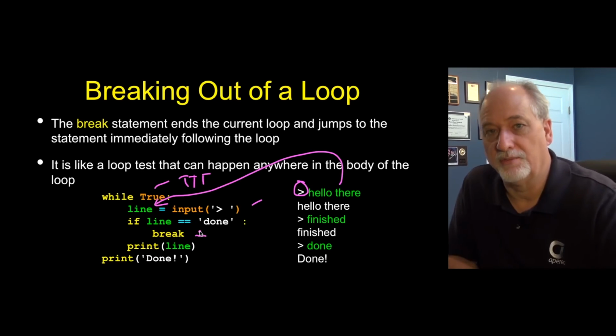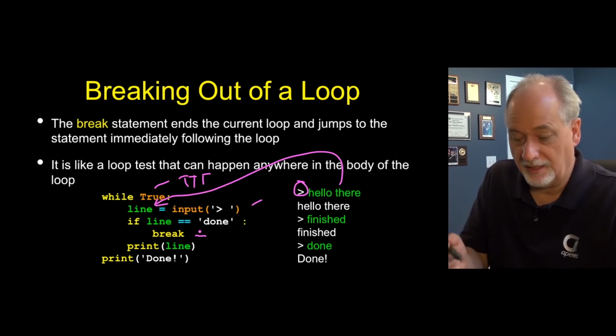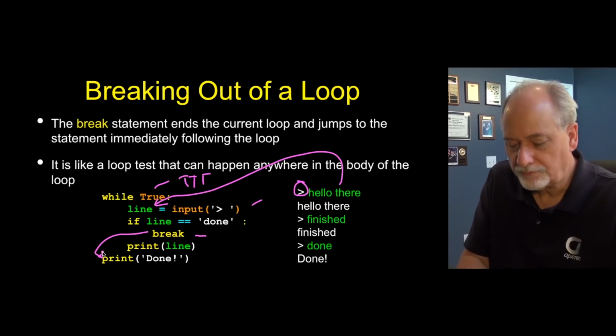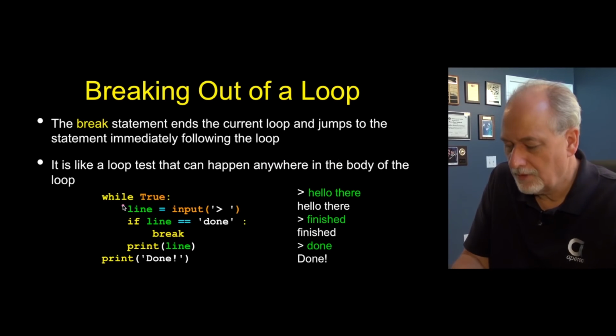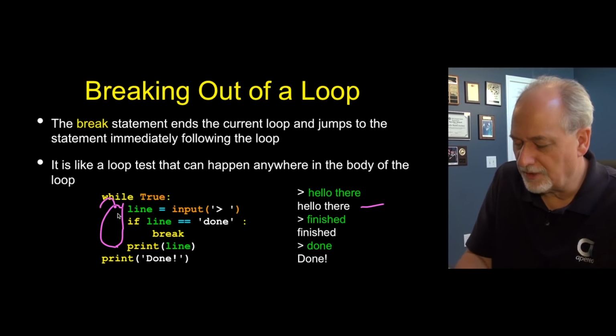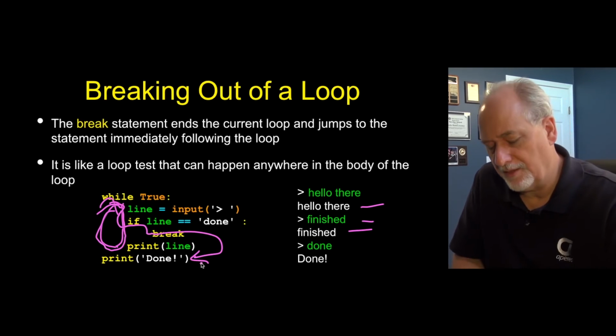Now break is an executable statement. And if you hit the break, it exits the innermost loop out to the place beyond the end of the loop. So when this runs the first time, and we say hello there, line is not done, so it prints it. So it prints out hello there and then goes up. And then we type in again, we type finished, and so it's not done, so it prints it. So now comes that print statement. And then we type in done, and now this becomes true. And it comes out and runs the code beyond the end of the loop.